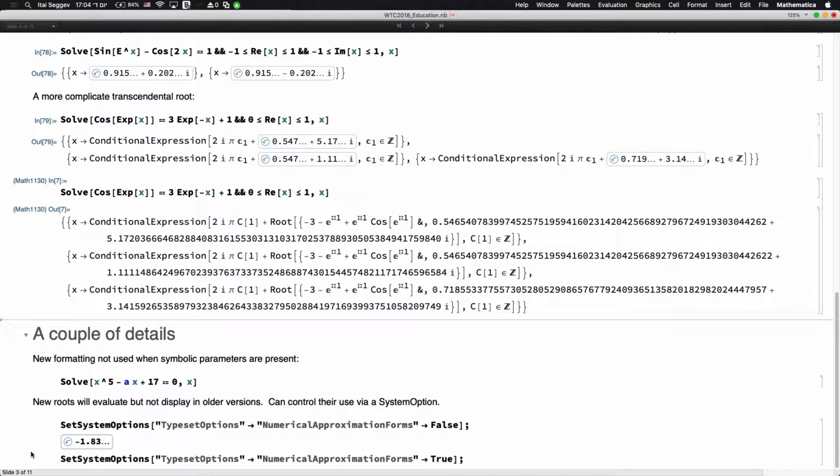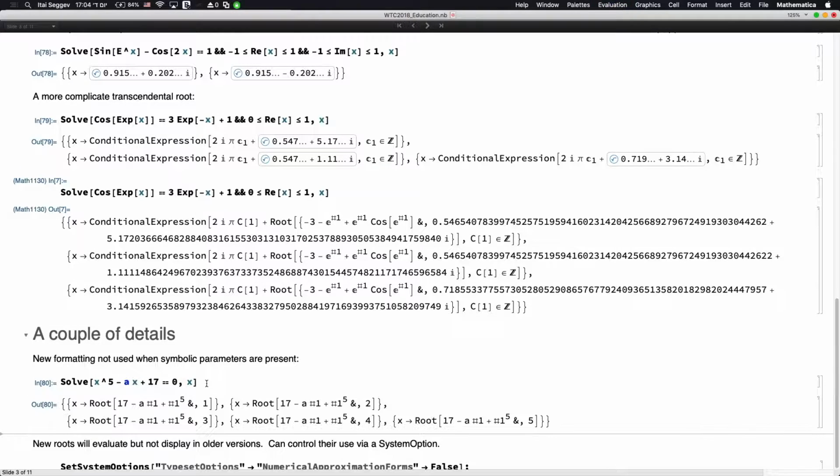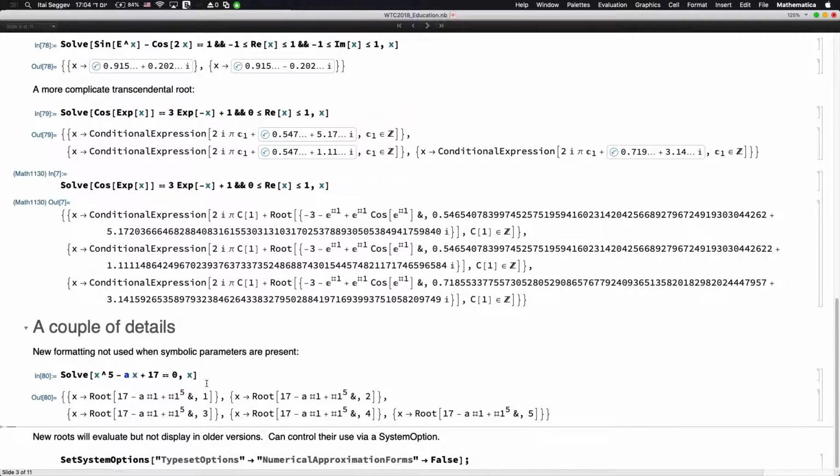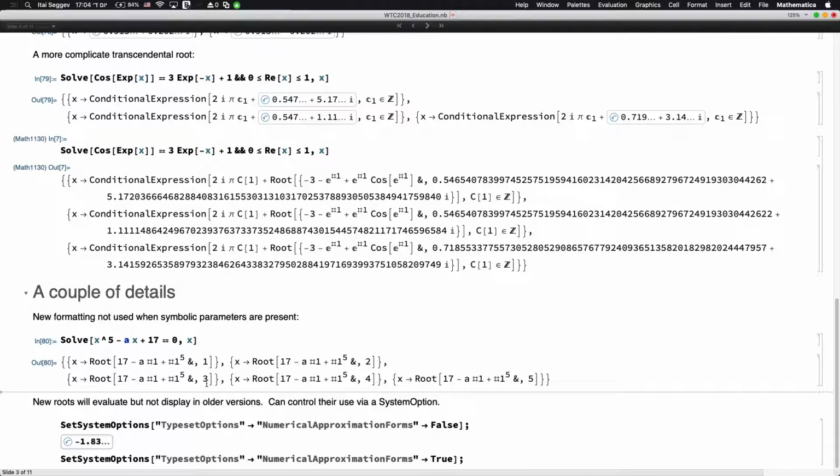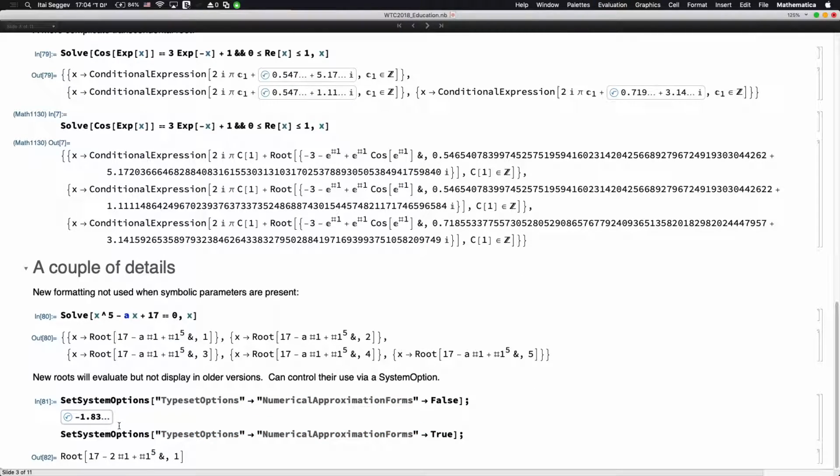Okay, a couple of details. The new formatting is not used when there are symbolic parameters because there isn't a number we can stick in the little blob, so that will require a further option. The new roots will evaluate, so if you save a notebook and send it to somebody running 11.3, it will evaluate correctly. Those roots will continue to work. However, they will not look very pretty. So if it's important for you for them to not look like a damaged notebook, then there's the system option right here. You can temporarily turn off the new format, or permanently, if you hate it for some reason, and use the old formatting.